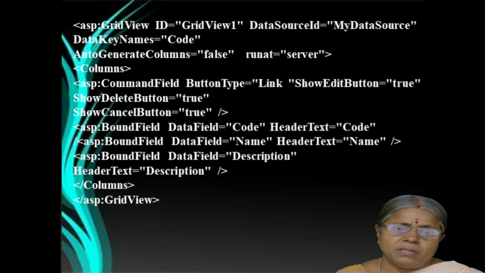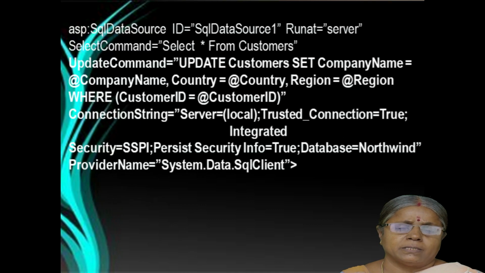Then you must specify the attributes used on the particular display device. We can use the tag bound field, that is ASP bound field, then specify the data field and header text attributes to specify the name of the attributes displayed on the screen on the display device.